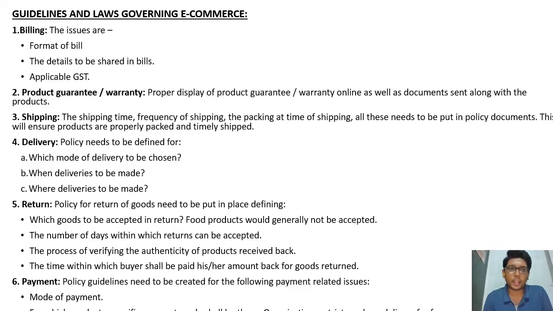Next is the product guarantee or warranty. Proper display of product guarantee or warranty online as well as documents sent along with the products.